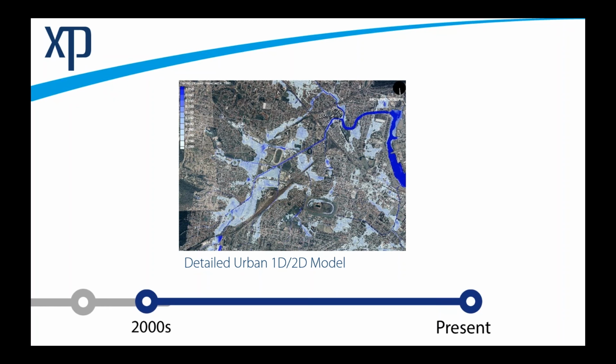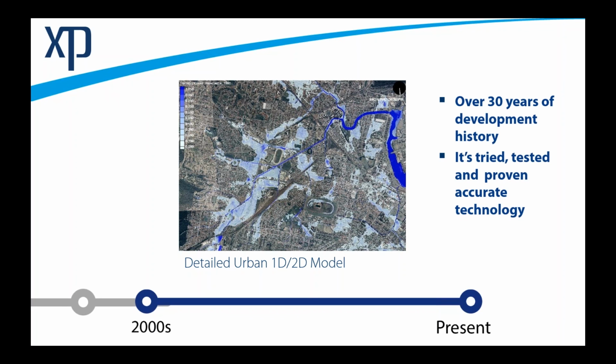In terms of the history of the engine, the 2D engine that XP uses has over a 30-year development history, so it's a very mature product. And with that, more so than some other software or newer software on the market, it's tried, it's tested, it's been proven accurate, it's been benchmarked against numerous university studies. Actually, my very first university thesis was focusing on benchmarking the engine that is within XP. It turns out that the engine is probably one of the fastest on the market and one of the most mature, and does get accurate results regularly.